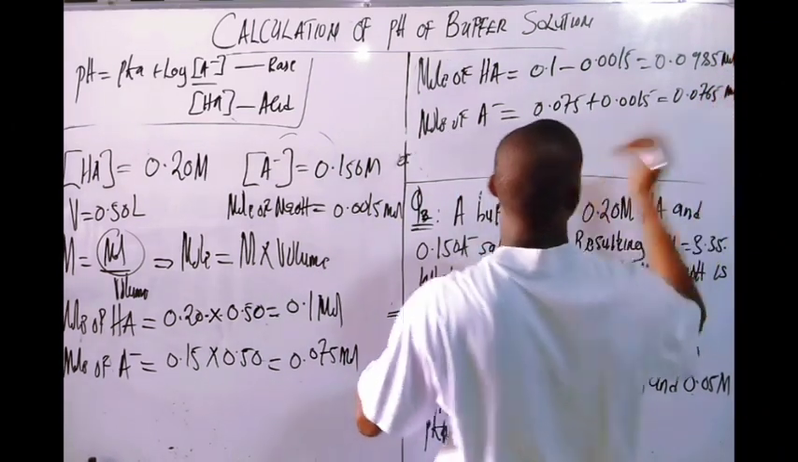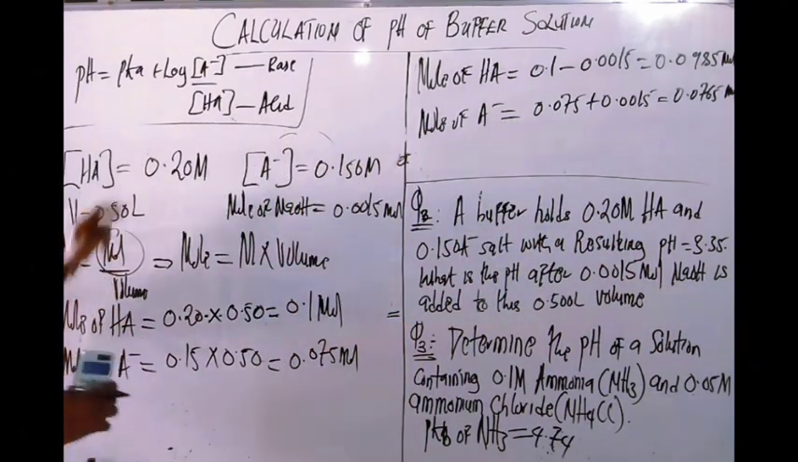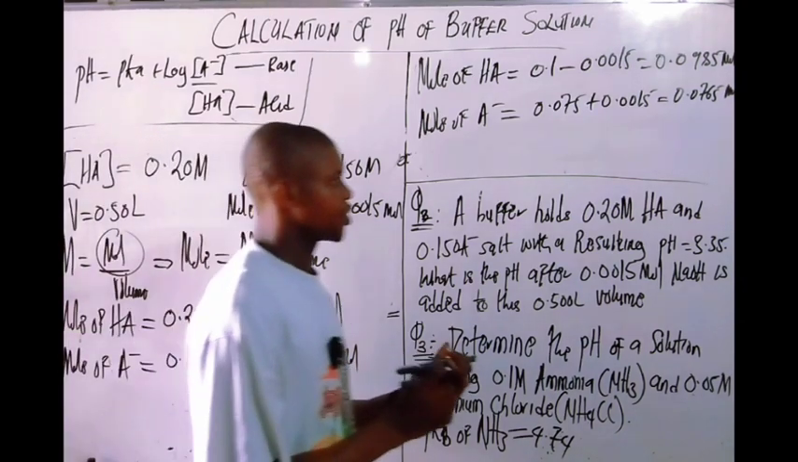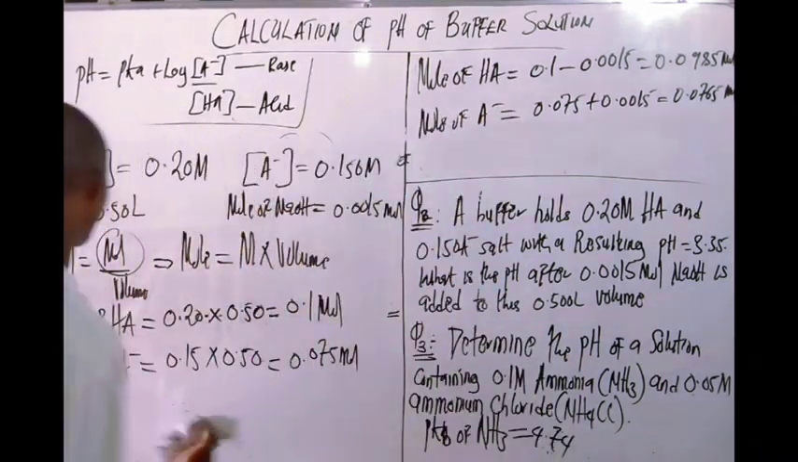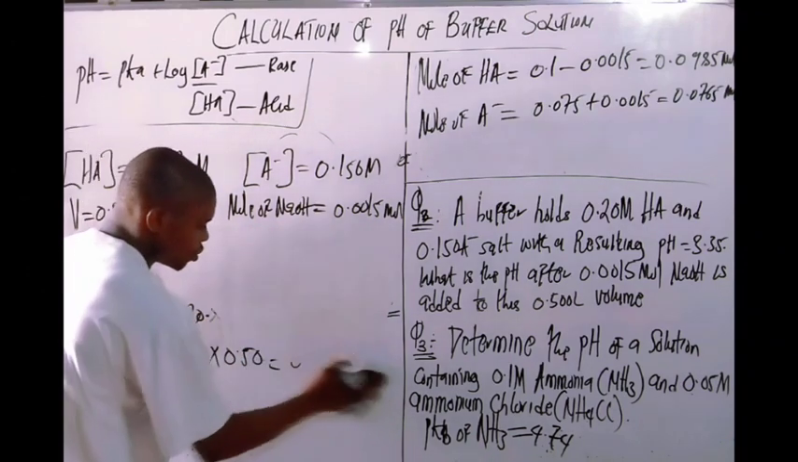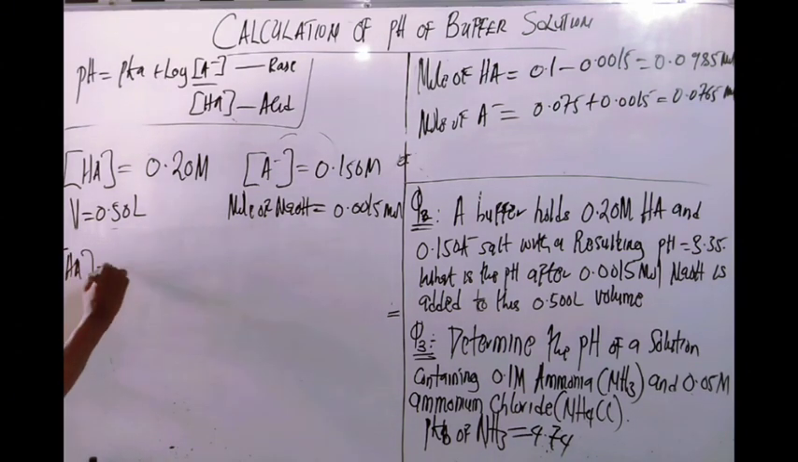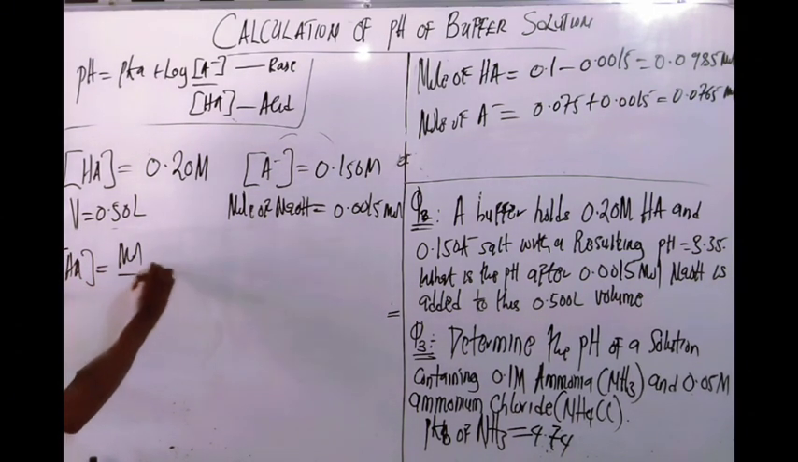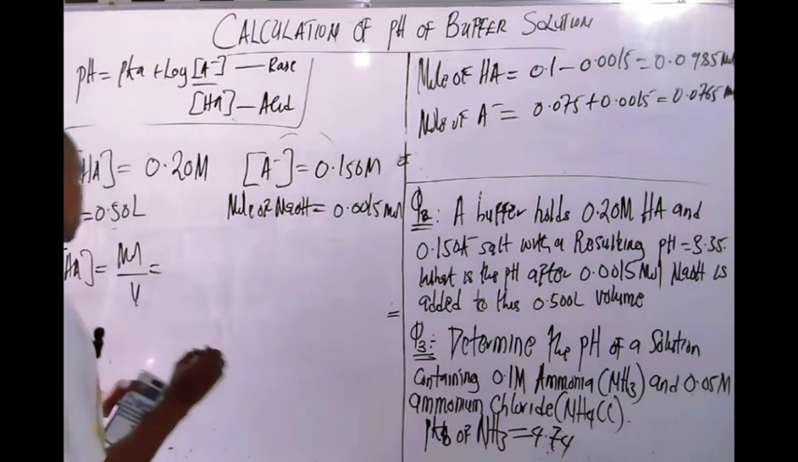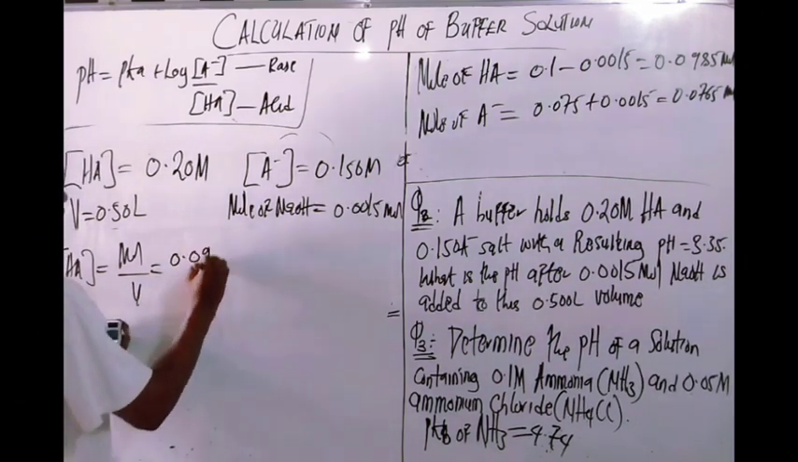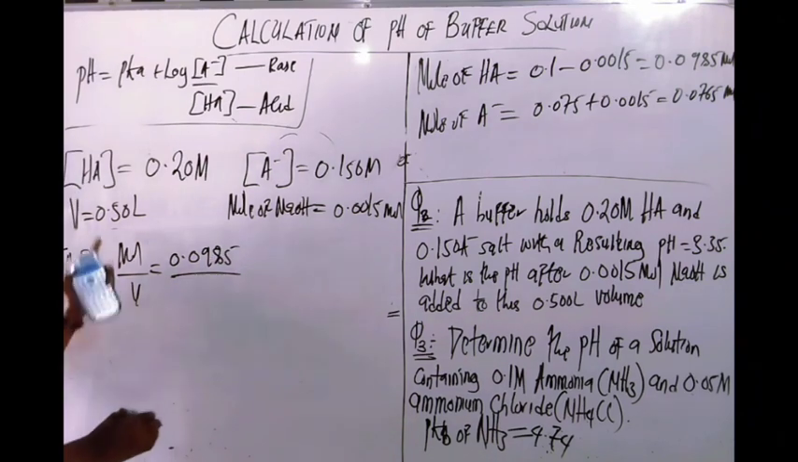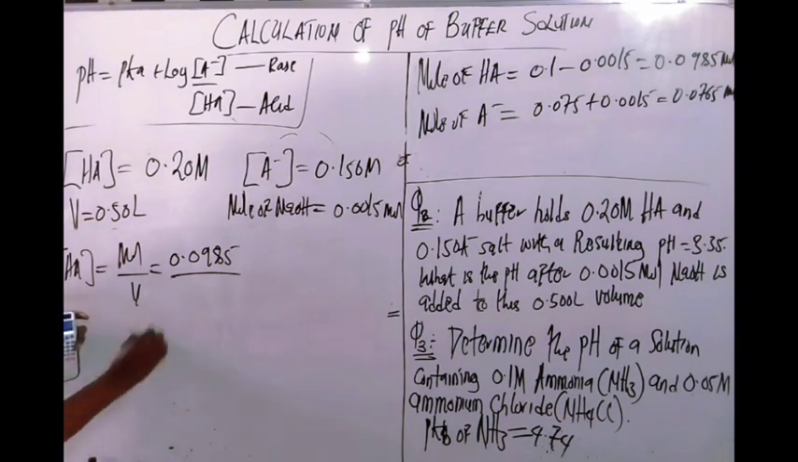They are moles, right? Now you have to use their concentration, so you have to calculate their new concentration. How do you calculate new concentration? The new concentration of HA is mole over volume, right? So my new mole now is 0.0985 over the volume. The volume of the solution is 0.50. Just the same thing here.